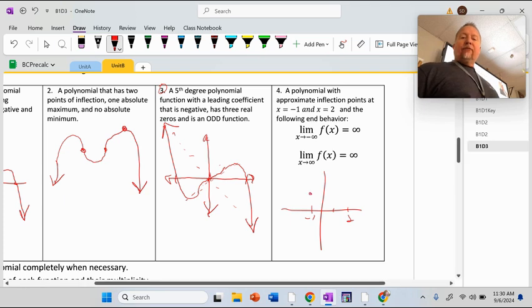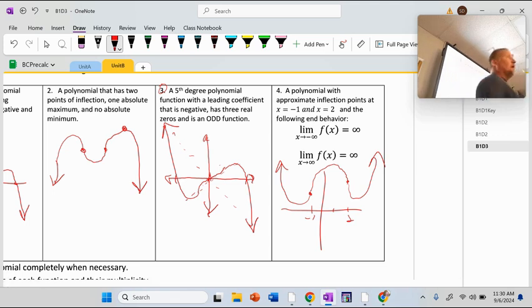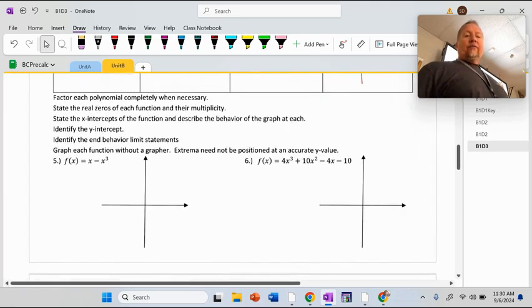Because if I have a point of inflection here and a point of inflection here, it doesn't have to be in the same spot. Then I have to be going down concavity wise, and then it'd have to be concave up. That's what points of inflection means, changes in concavity. Okay, so good little review there.